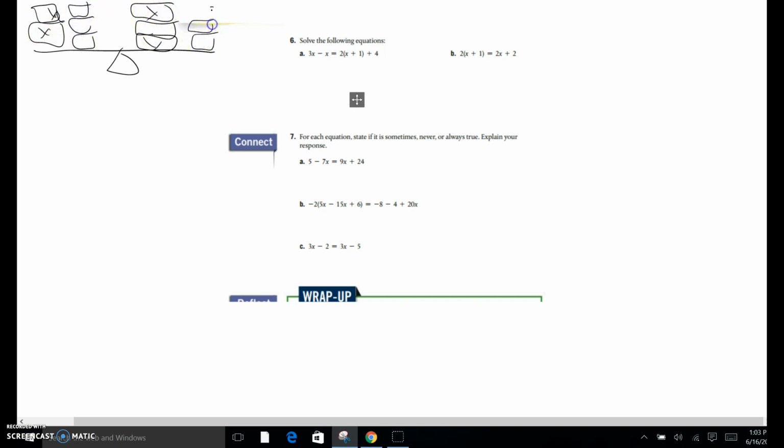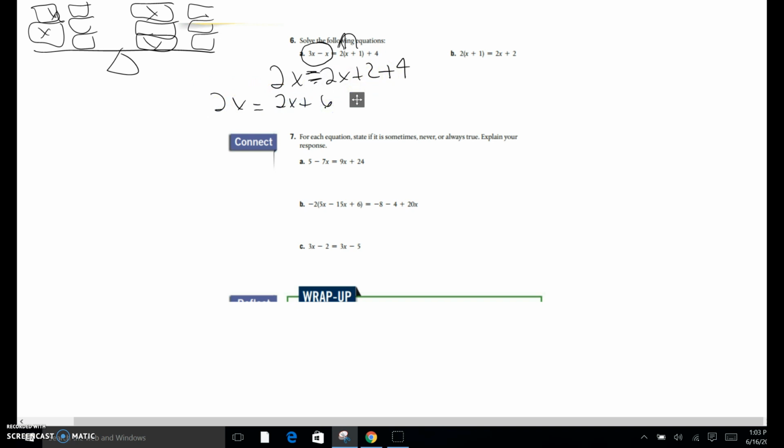Because your goal is to put the boxes, the variables, on one side, and then the numbers on the other. So if you notice on this side, it's not simplified. It doesn't have all the variables together and all the numbers together, and same thing over here. We have 3x minus x. So what we're going to do is simplify both sides. I have 3x minus x, I have 2x. Over here, if you distribute, 2 times x is 2x, and 2 times 1 is 2. And that 4 is on its own. So I can rewrite that as 2x equals 2x plus 6.